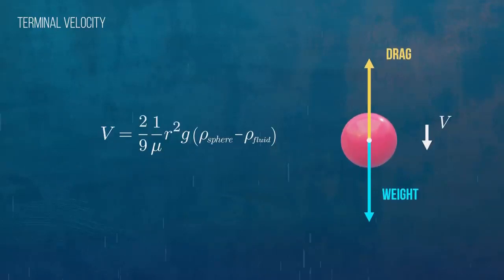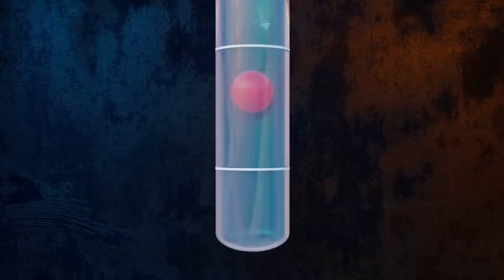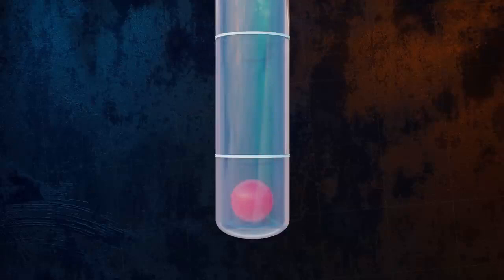We can apply this equation to create a viscometer, which is used to measure the viscosity of a fluid. To do this, a sphere is dropped into a tube of liquid, which is long enough that the sphere will reach terminal velocity. The terminal velocity can be measured by timing how long it takes the sphere to pass between 2 points marked on the tube, and so the viscosity of the fluid can be calculated using the equation we just derived.